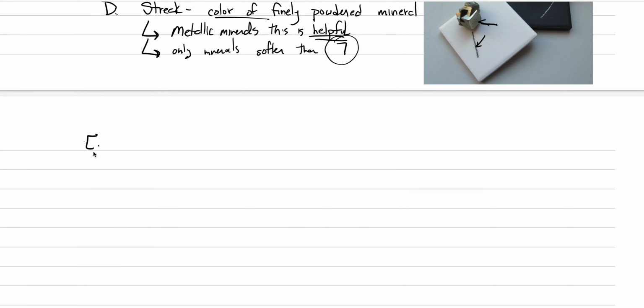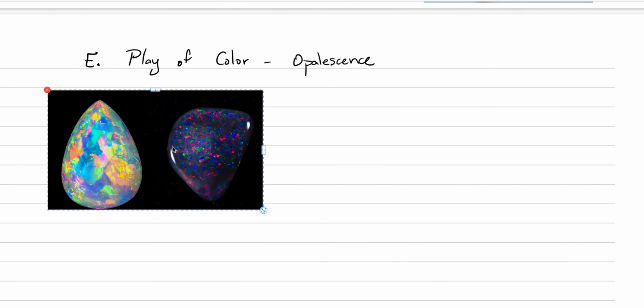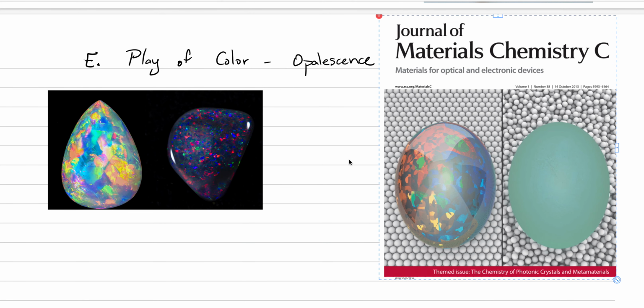We're going to start to get into some of the more complicated types of interactions with light that are less prevalent but very interesting. Play of color is also known as opalescence. All right, and this is what we see in opal. Let me just show you a beautiful picture of opals and then give you a picture to describe what's going on to create the phenomenon of opalescence.